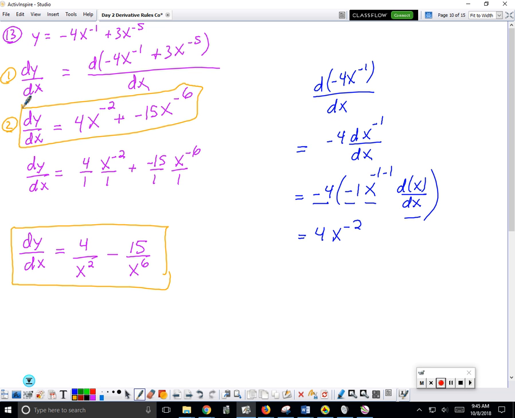Can you just remind me, why do we have the x to the negative 1 minus 1? Is that part of the power rule? Okay. So here's the power rule. Like that. Do you see the match?